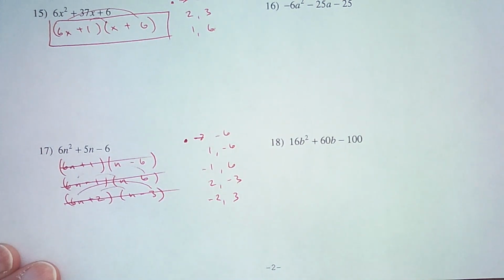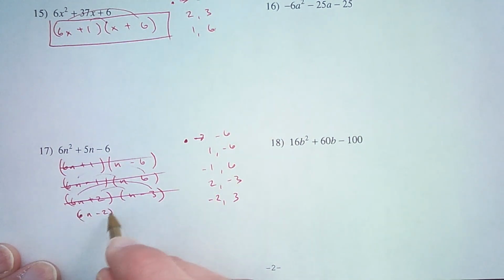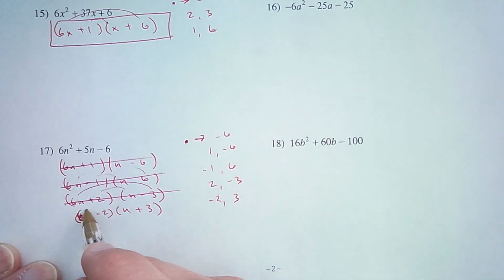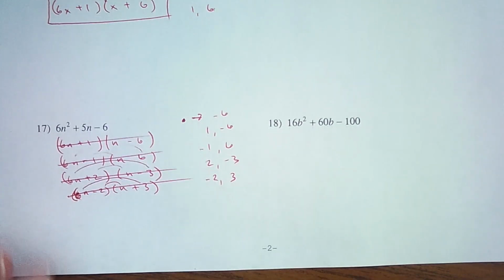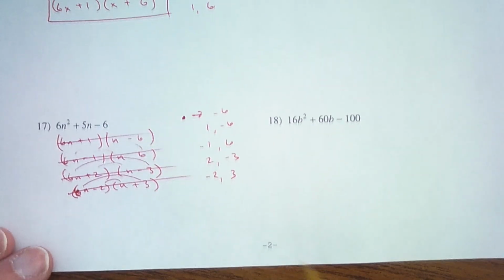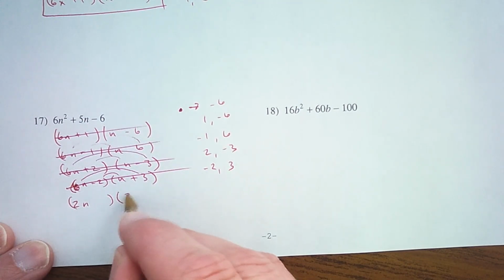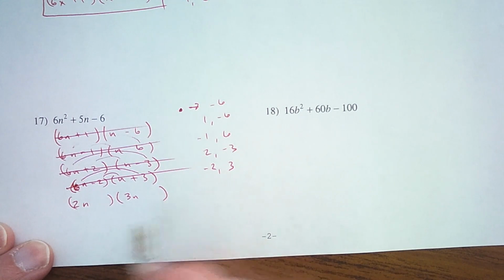So that didn't work. Okay, how about 6n minus 2 and n plus 3? Okay, so then my outside is 18n, and then minus 2n, that's 16n. That didn't work. So 6n and 1n did not work. So let's try something with 2n and 3n.